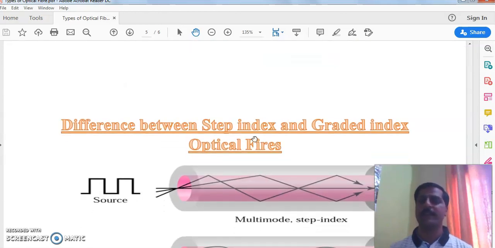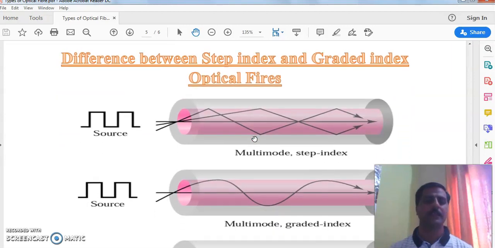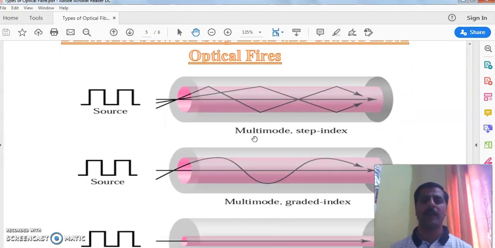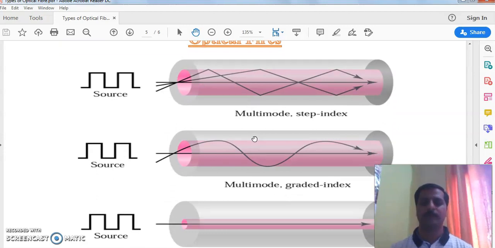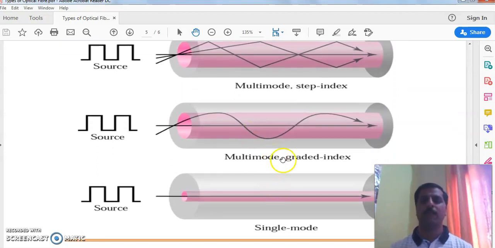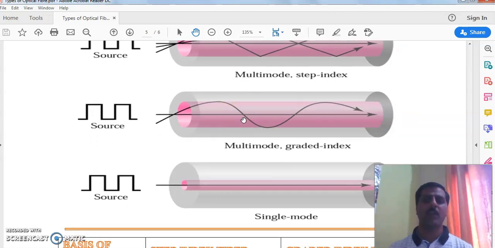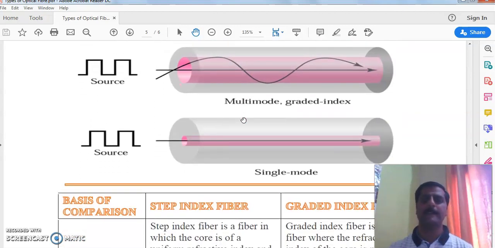Now we come to the difference between these three types of optical fiber. One, we have a single mode, then we have a multi-mode step index, then we have a multi-mode graded index. In single mode only one ray is possible. In the multi-mode step index there are so many rays accepted by the core, but the boundary is one, and in the multi-mode graded index there are a large number of boundaries, and the time taken is the same.